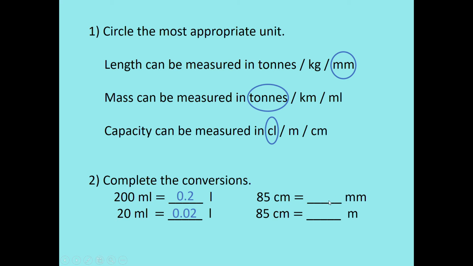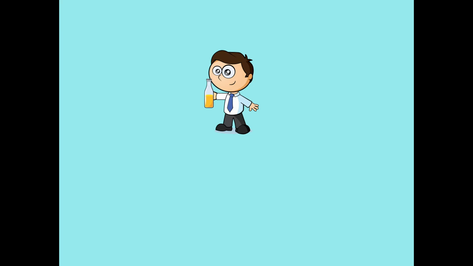How many millimetres make up a centimetre even? That's 10. So, to get from centimetres to millimetres, we're going to times by 10, 850. How many centimetres into a metre? That's 100. So we need to divide by 100. That's 0.85. Hopefully we're all happy with that. If you're not, you might want to go back and recap some of the lessons from earlier in this week.